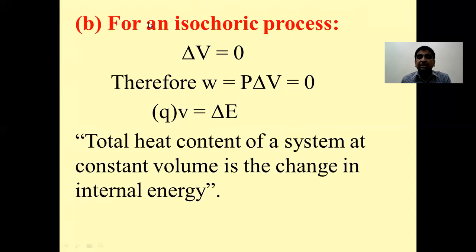volume of the system remains constant, that is delta V is equal to 0, and therefore W is equal to P delta V, which is 0. And since W is 0, from the first law of thermodynamics we get Q is equal to delta E, because here the work done term is 0. If that work done is due to pressure volume type of work done, then Q at constant V becomes delta E, that is the total heat content of the system at constant volume is the change in internal energy. So here we get a new definition of change in internal energy based on the first law of thermodynamics for isochoric process.